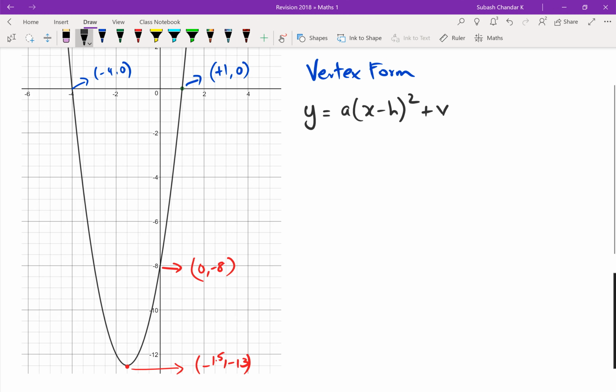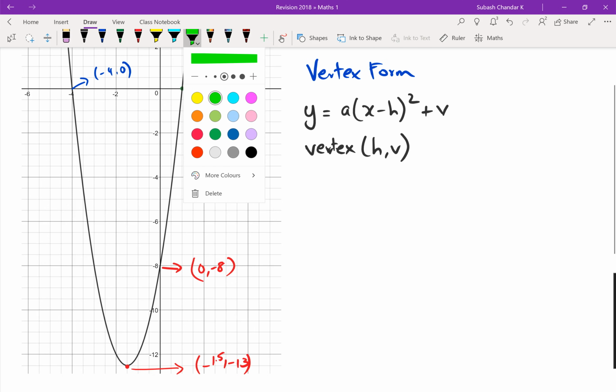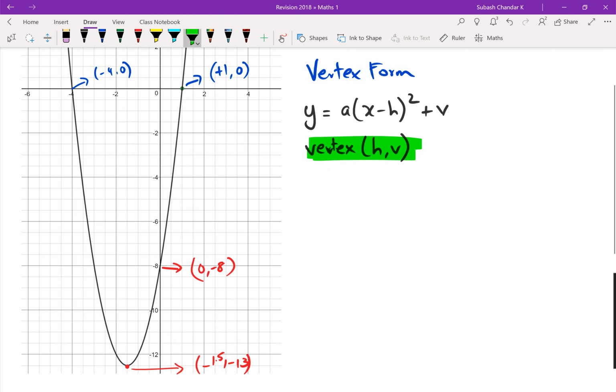So one thing to know about the vertex is usually the point H, V. So in this case, let's see if that works. Yep. This point right here, that's the vertex. It's also known as the turning point, right? So I'm going to replace my H and V with those 2 numbers there. So this is H, and the number after it is the letter V.